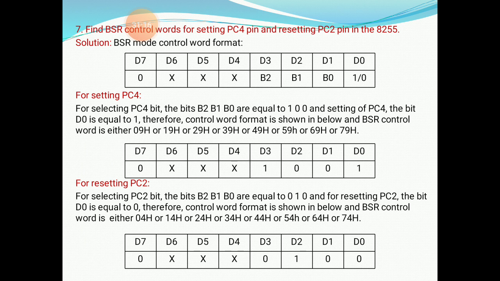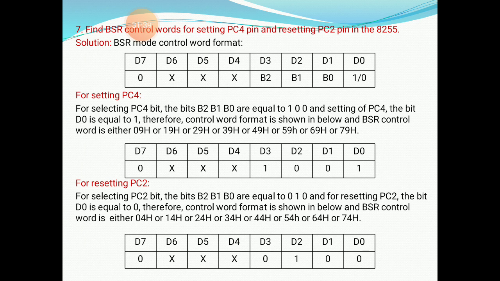Now consider the BSR mode control word format. D7 to D0 are represented as follows. The D7 bit is always 0 for BSR mode. D6, D5, D4, these 3 bits are don't cares. D3, D2, D1 belong to B2, B1, B0 bits of port C, and D0 is either 1 or 0.